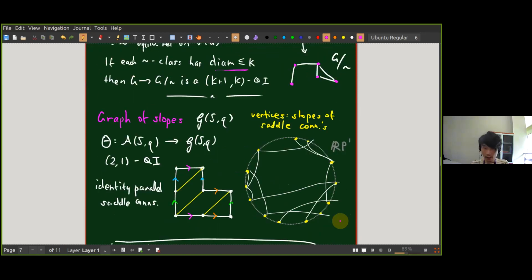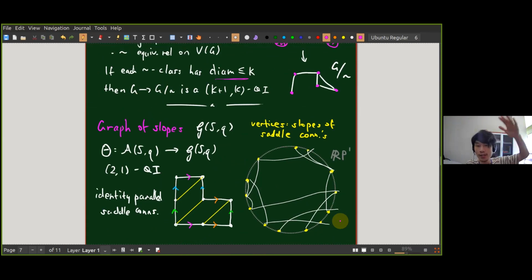So we don't directly work with the saddle connection graph. In fact, we pass through an intermediate graph, which makes things easier to work with, called the graph of slopes. And this is going to have similar features to the Farey graph. So the graph of slopes is just the quotient graph we get by identifying parallel saddle connections. The set of vertices are going to be slopes of saddle connections. Like in the case of the Farey graph, we're just taking rational numbers. But in a more general case, if you have three saddle connections which have slope 1, they'll be identified in the quotient graph with the slope 1.